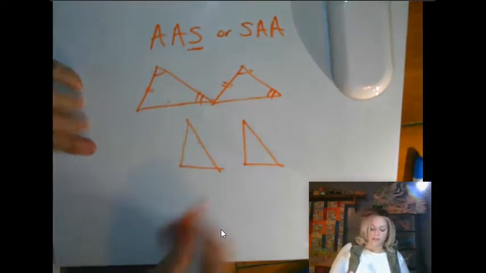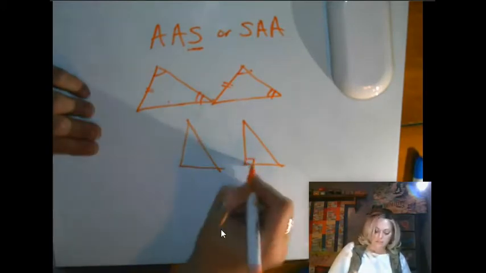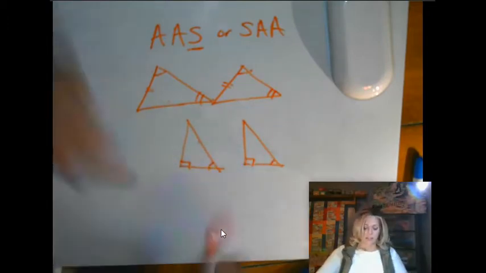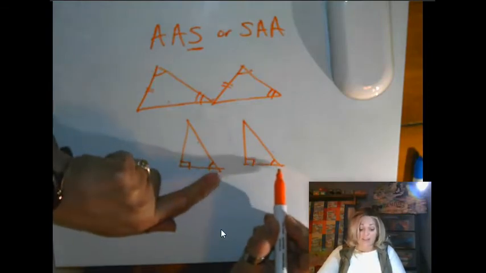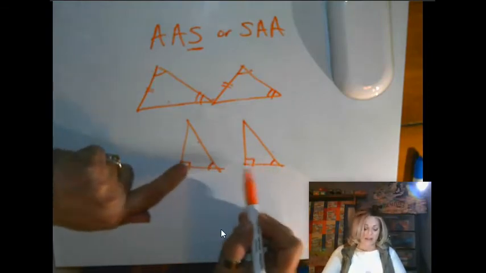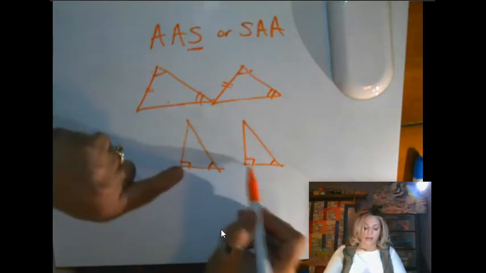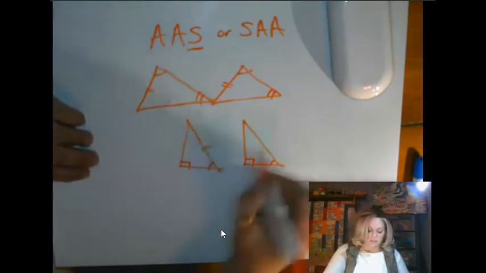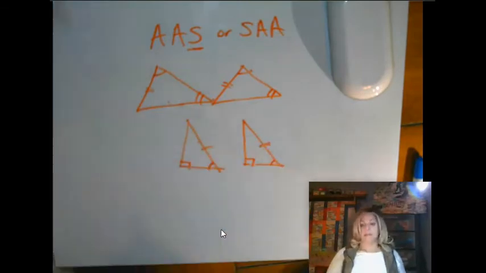So you have two angles marked. And you know what, just for fun, let's mark it as a 90-degree angle, because a 90-degree angle is still an angle. So we've got angle, angle, and you can go either way. So this side, this leg, would have to be marked. Or if we went this way, angle, angle, then the hypotenuse on each triangle would have to be marked. So we'll just stay there. So angle, angle, side. And yes, a right angle counts as an angle.